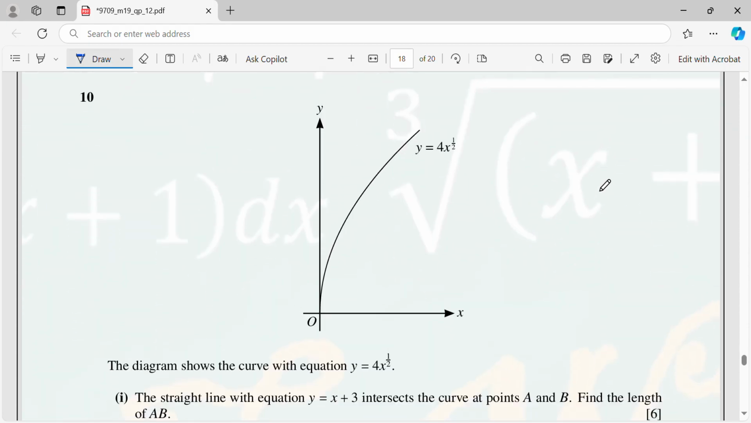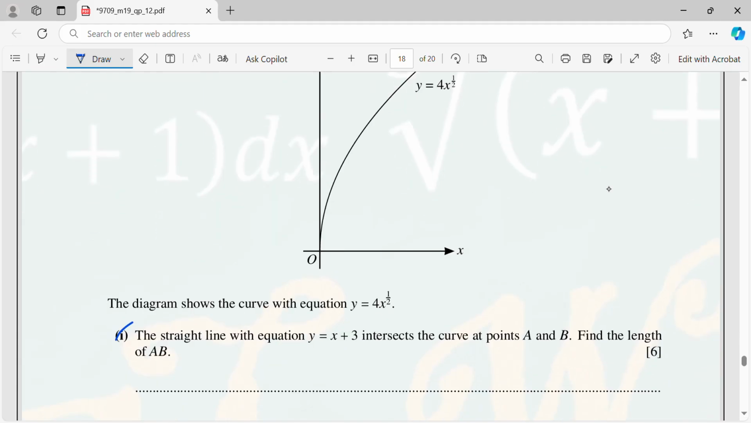Okay, now question number 10. The diagram shows a curve with equation y equals 4x to the power half. First part: the straight line y equals x plus 3 intersects the curve at points A and B. Find the length of AB, which means firstly we have to find the intersection points A and B. After you have found A and B, then we find the length. This is the second part.